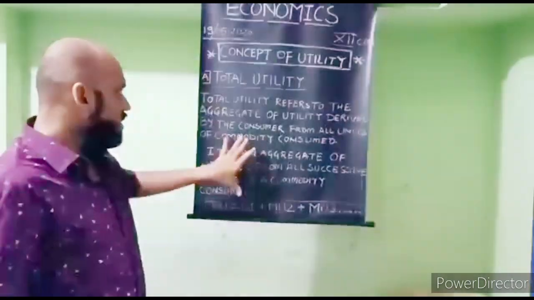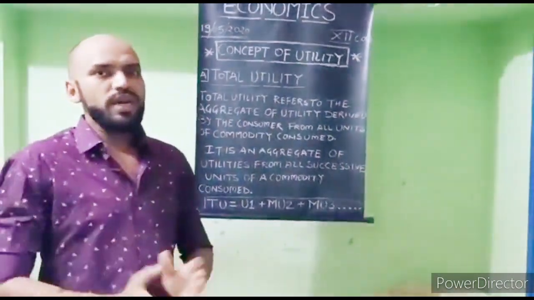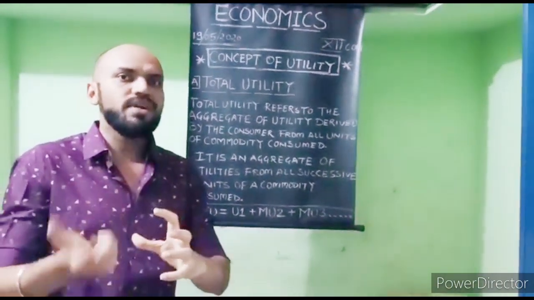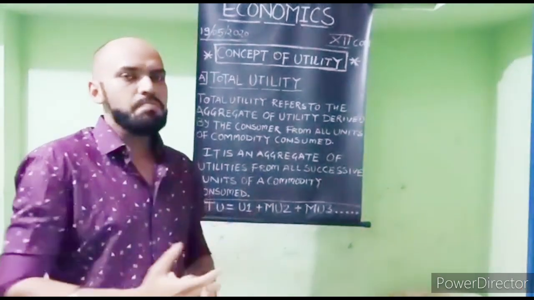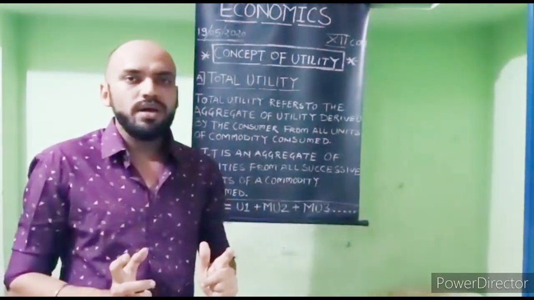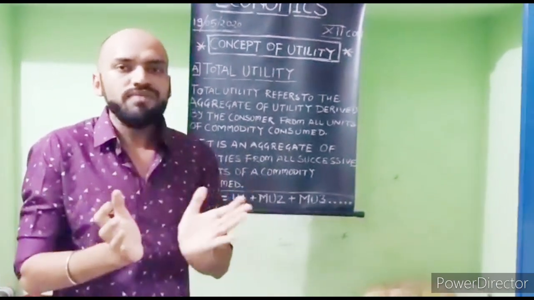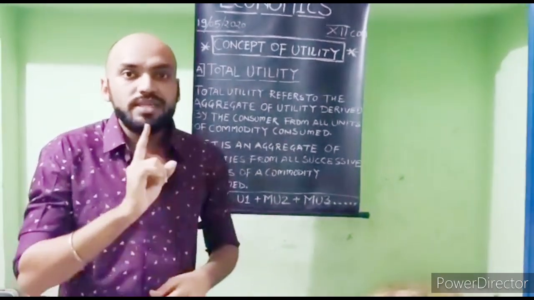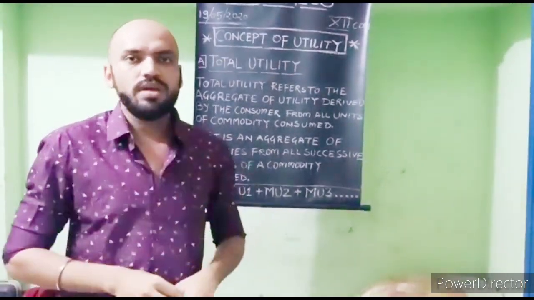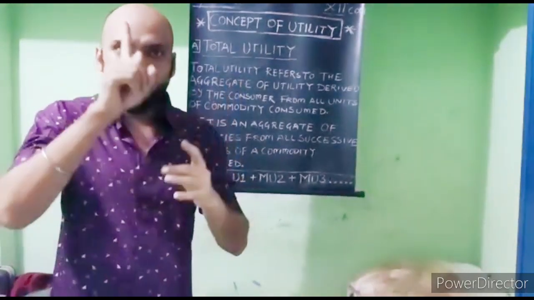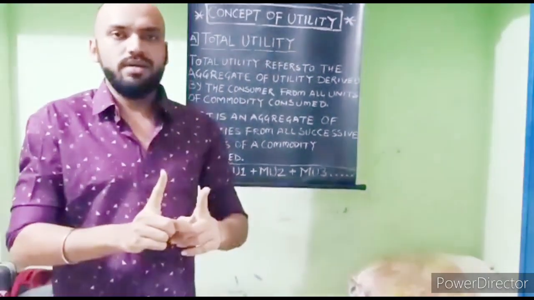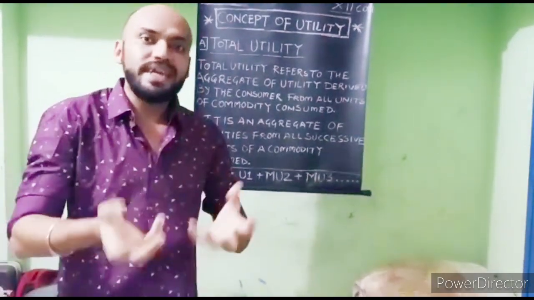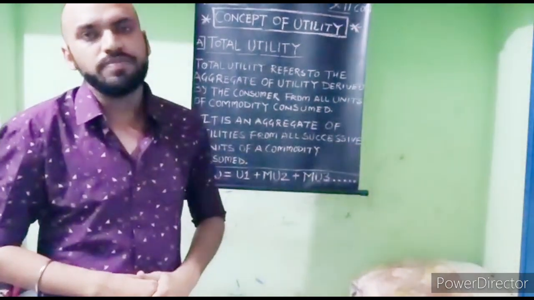Before I read this, let me tell you, what is total utility? Total utility is the power of a commodity which we get after consumption. It means when a consumer consumes a number of commodities at one point of time. Let me repeat. When a consumer consumes a number of commodities at one point of time, and after that, the total utility he derives is called total utility.